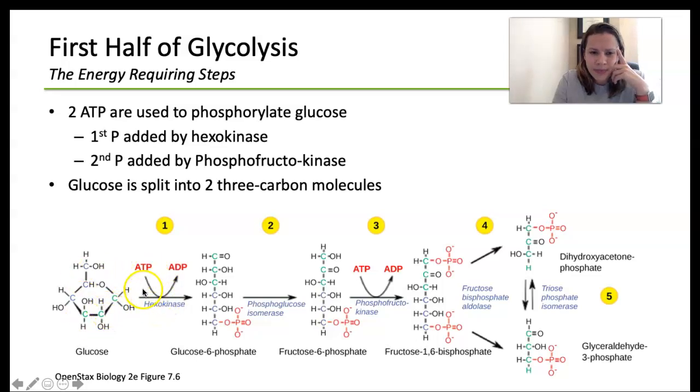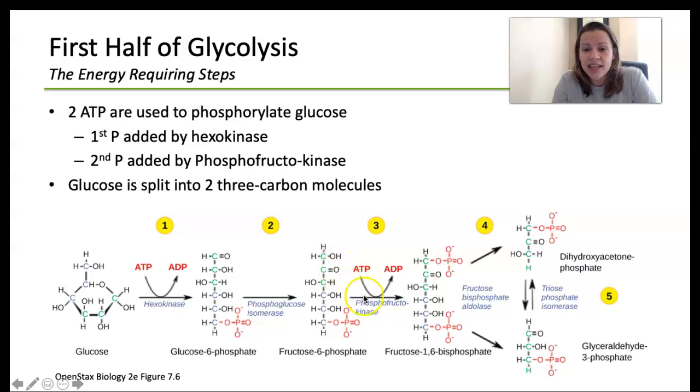So here we've got a glucose that is going to be converted into a glucose 6-phosphate. What happens is we use an ATP, and hexokinase removes a phosphate off of the ATP and puts it onto glucose. That ATP is then made into ADP because one of the phosphates is removed. The second phosphate is added to that fructose 6-phosphate after it does some other stuff. You don't have to memorize all of these steps. I'm just talking to you about what happens.